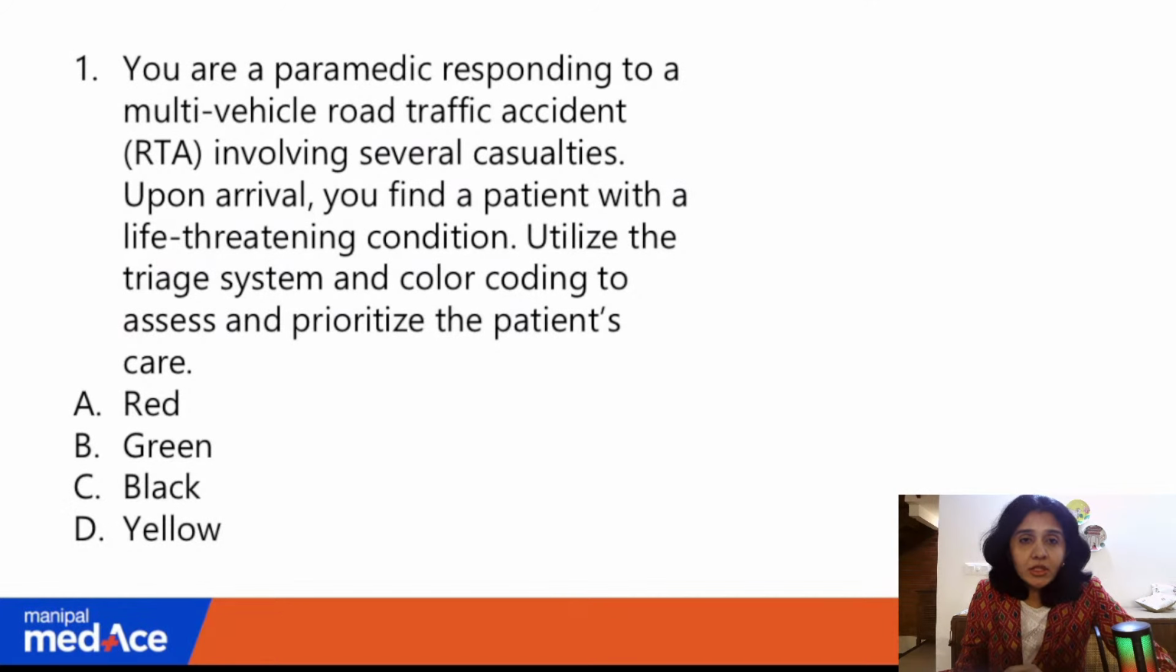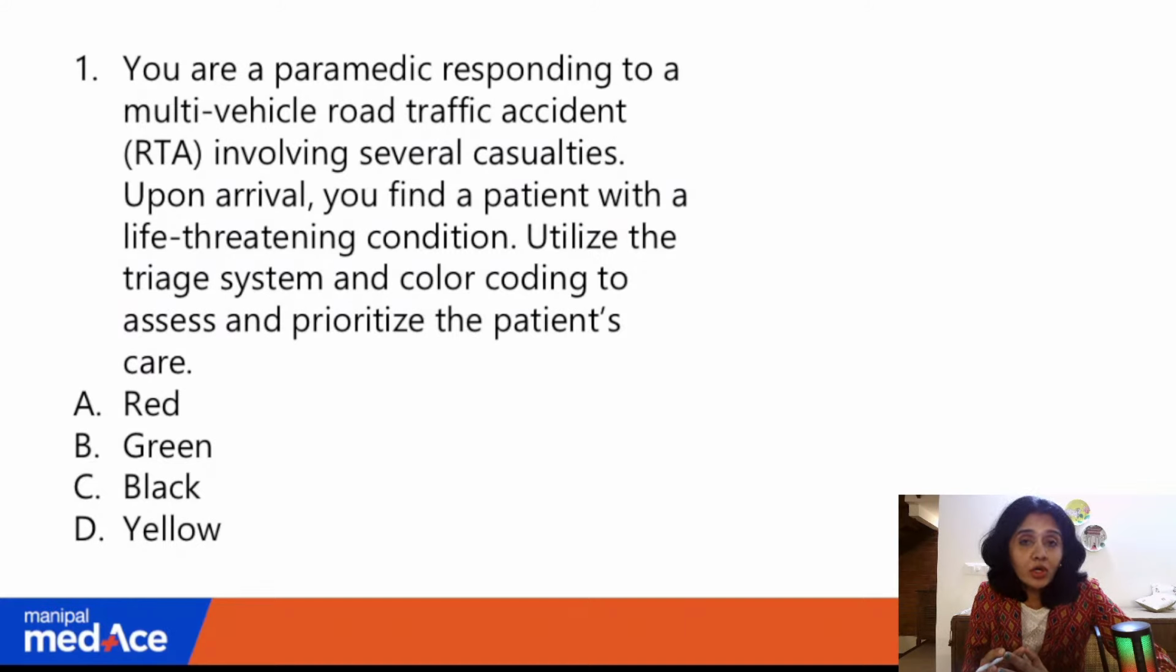You are a paramedic responding to a multi-vehicle road traffic accident involving several casualties. Upon arrival, you find a patient with a life-threatening condition. So let us pause here. What are they talking about here? It's disaster, right? The minute you see several casualties, more than one casualty, you can come to the conclusion that it needs triage, because there are more casualties. So what is triage basically? It is classification of disaster affected victims based on the severity.